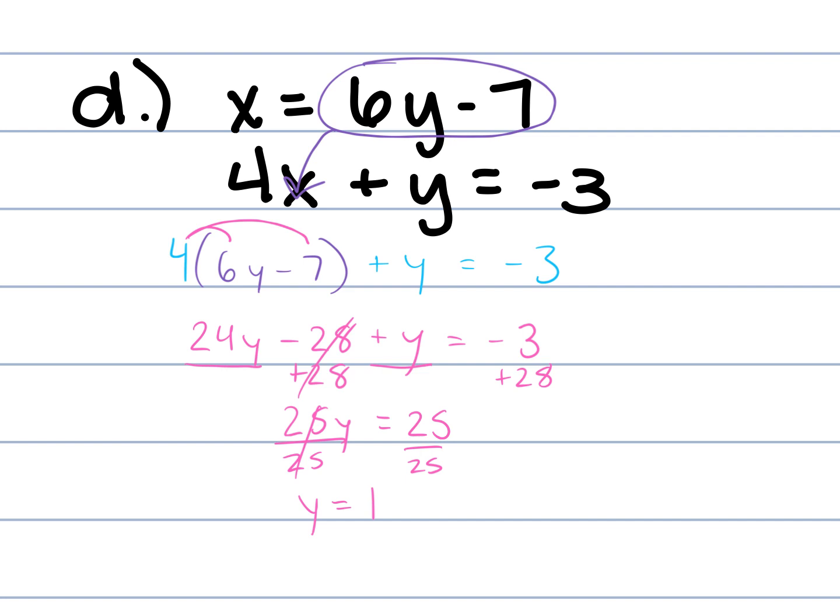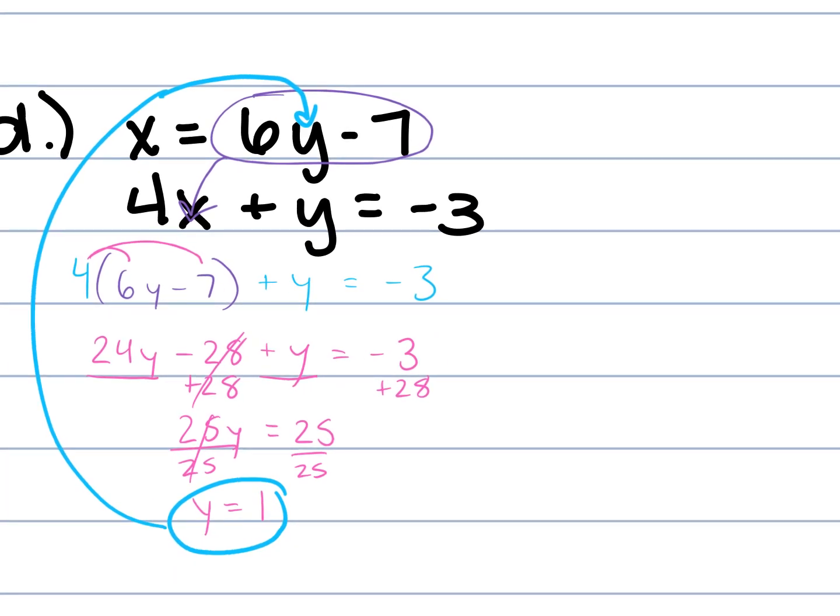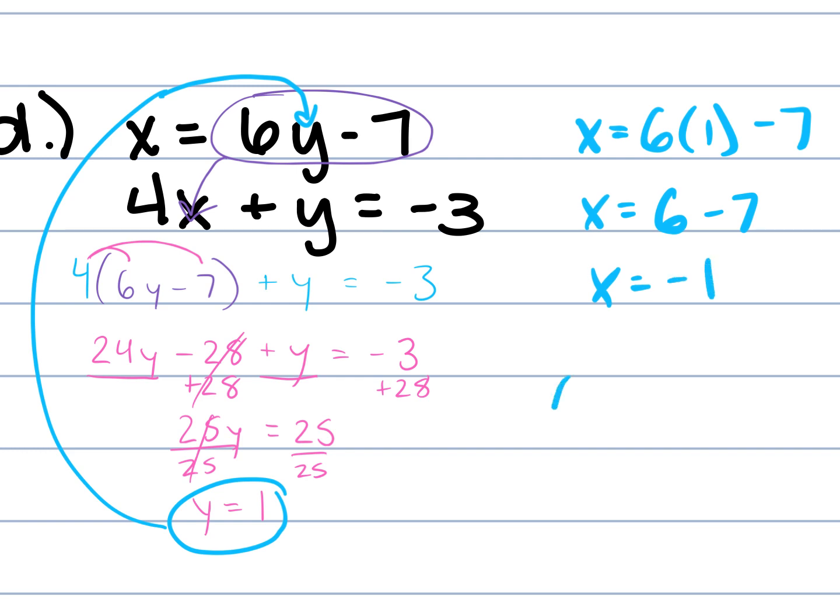Are we done? What should I do next? We can plug it into the first one. Am I going to plug it into x or y? Plug it into y since it is y equals 1. So we have x equals 6 times 1 minus 7. 6 times 1 is 6. And 6 minus 7? Negative 1.